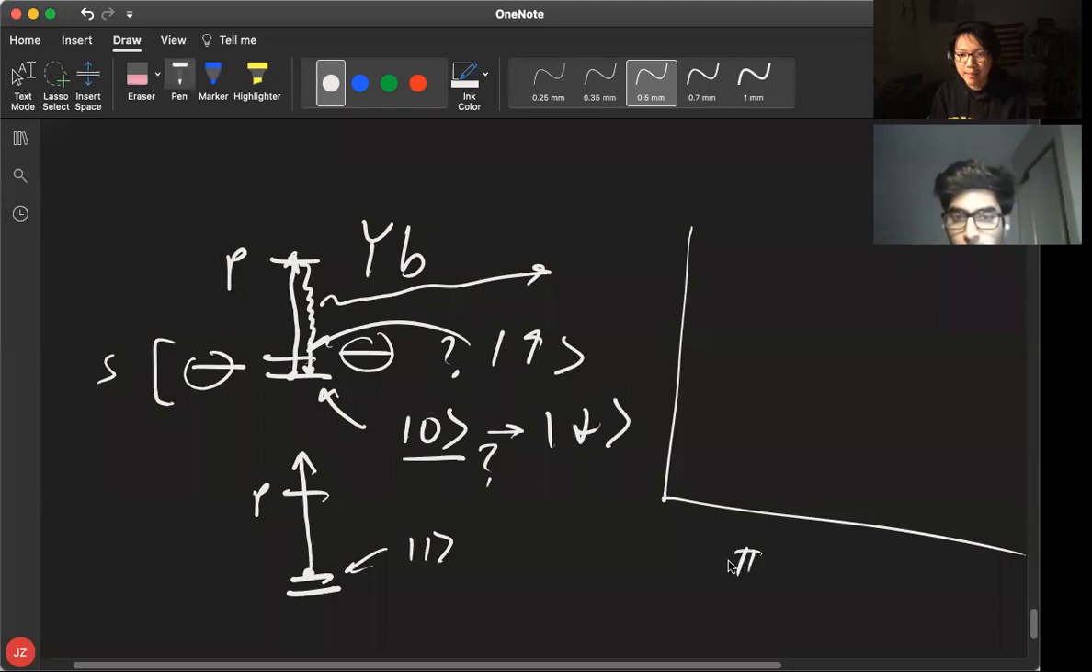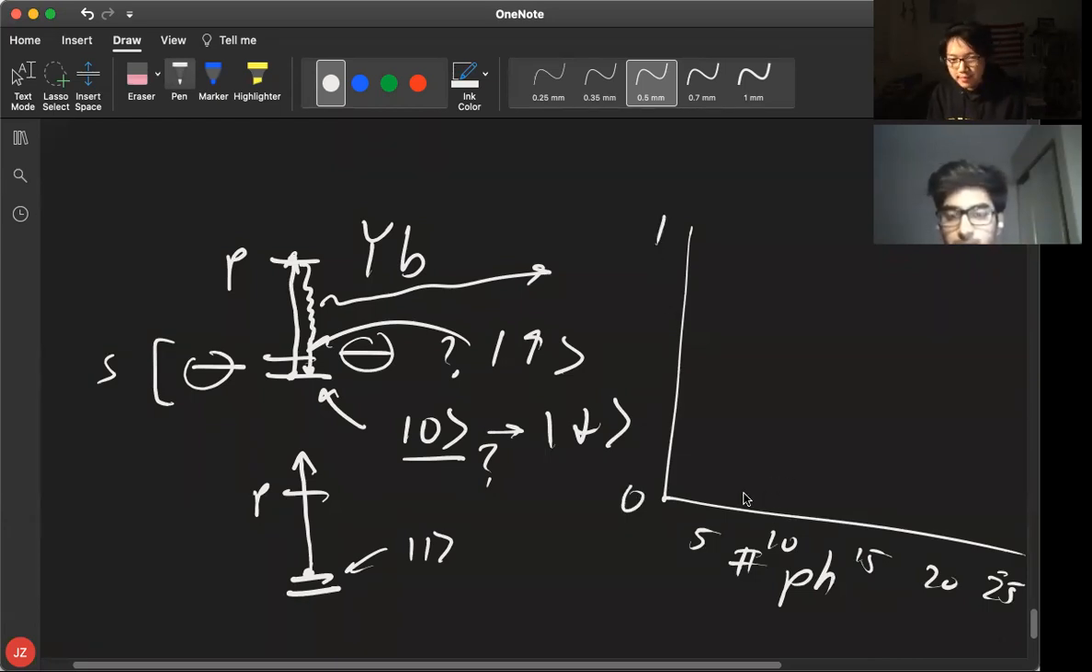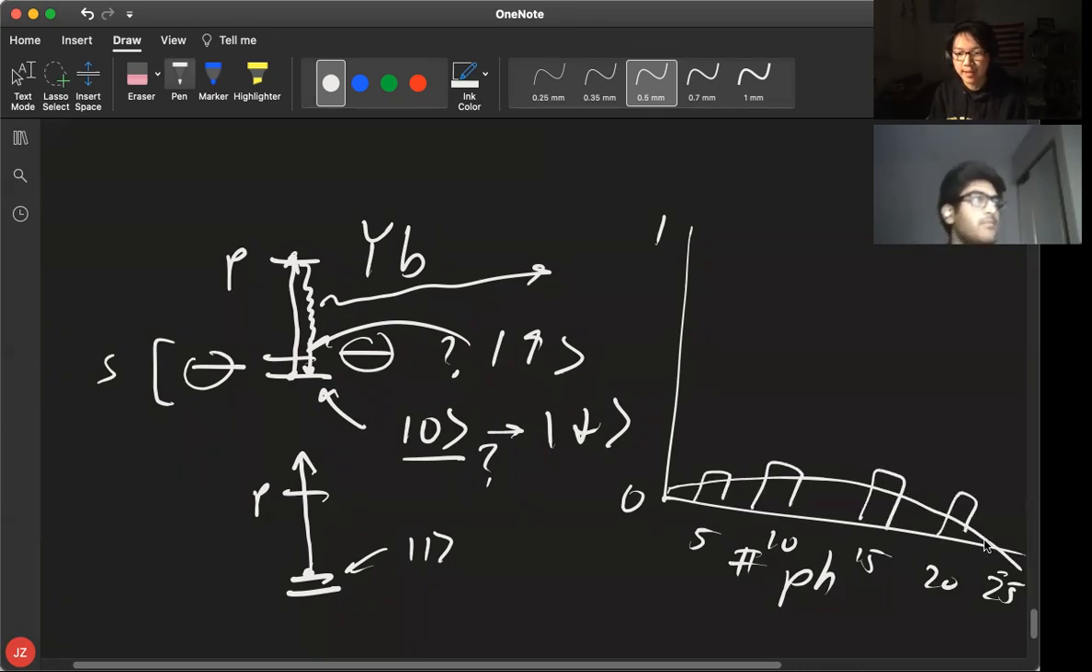So this is the number of photons, and this is the probability of measuring a certain number of photons. So this is like 5, 10, 15, 20, 25, and that's the probability from 0 to exactly 1. If I'm measuring, let's say my qubit is in ket 0, it looks like this, normally a discrete distribution, more like a bar graph. So the probability of measuring 5, 10, 15, 20 photons follows this distribution.